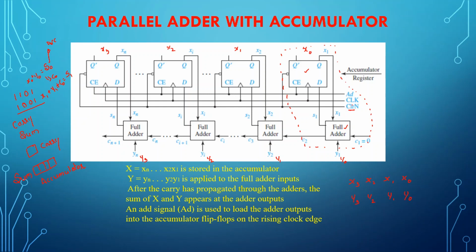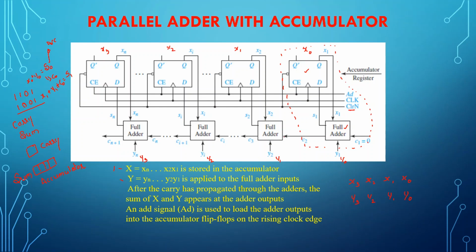That is why they have generally used a clear signal in order to clear all the data that is present in the register, and later they have loaded the numbers into the register. So it's given here: X is equal to the first number. So this is my first number. It is stored in the accumulator. Y, which is the second number, is applied to the full adder.